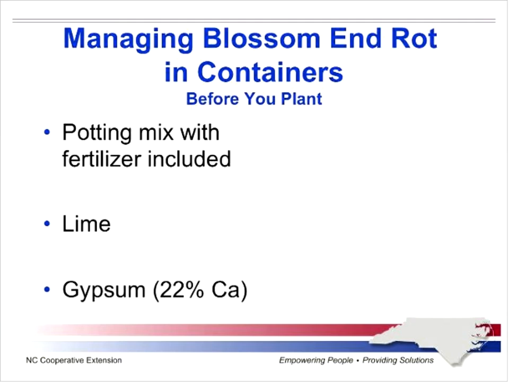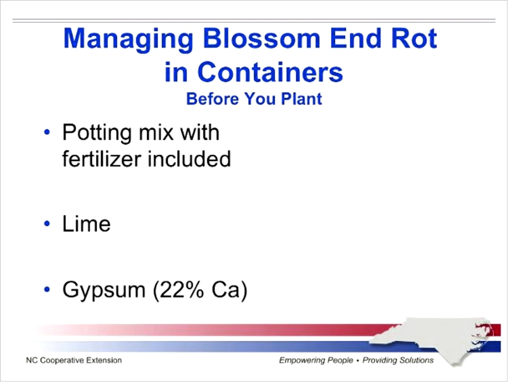So in thinking about how to deal with this, one option, of course, would be to use a potting mix with fertilizer included. And there's going to be a lot of variation, I expect, in how much calcium is in these mixes. I looked at a bag of Miracle-Gro fertilizer yesterday, and it didn't have any analysis of calcium in there, but it did say that some of the phosphorus was derived from calcium phosphate. So I'm not sure how much calcium that means is in there.